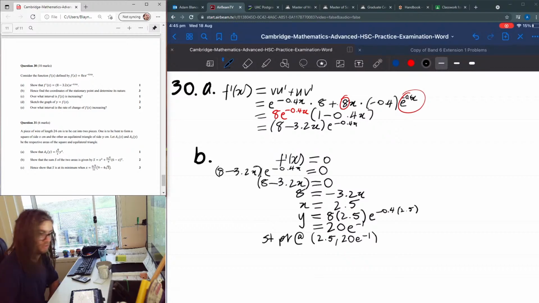Is that it? Oh, it's its nature. Okay, so that means I need a different. Oh, I have to differentiate that again. That's why it's 3 marks.